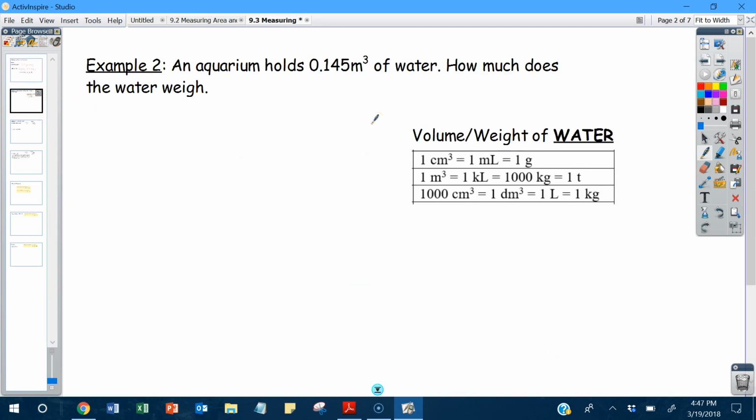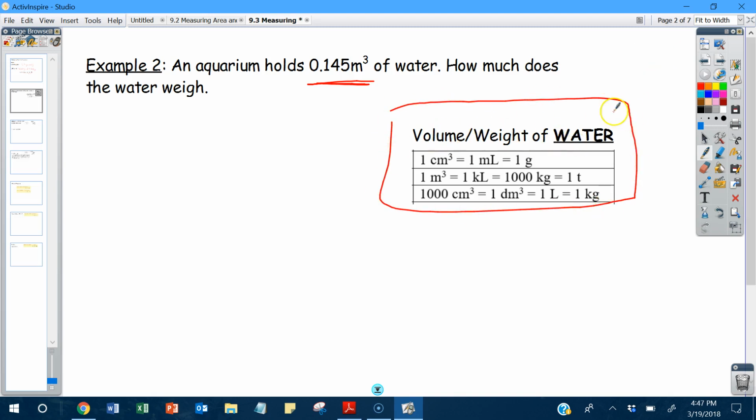All right, this example gives us the volume of water in an aquarium, and it asks us how much it weighs. And I want to show you this because there's a little part of your formula sheet that looks like this, except it doesn't have my words up here. It says 1 cubic centimeter is equal to 1 milliliter, which is equal to 1 gram. And now we can talk about weight.